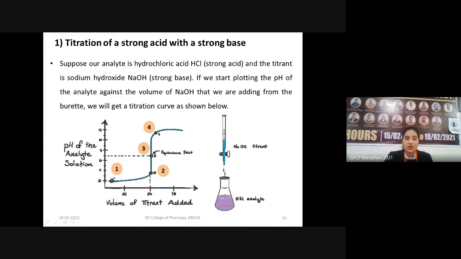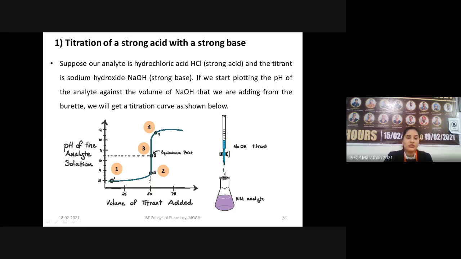So here we can see that as we add sodium hydroxide, it is the same graph which I have just discussed in the previous slide. On the y-axis we have the pH of the analyte solution. The pH of the analyte solution is basically the pH of the HCl solution whose concentration is to be determined, and on the x-axis we have the volume of the titrant which we are adding, that is, the volume of the sodium hydroxide which we are adding.